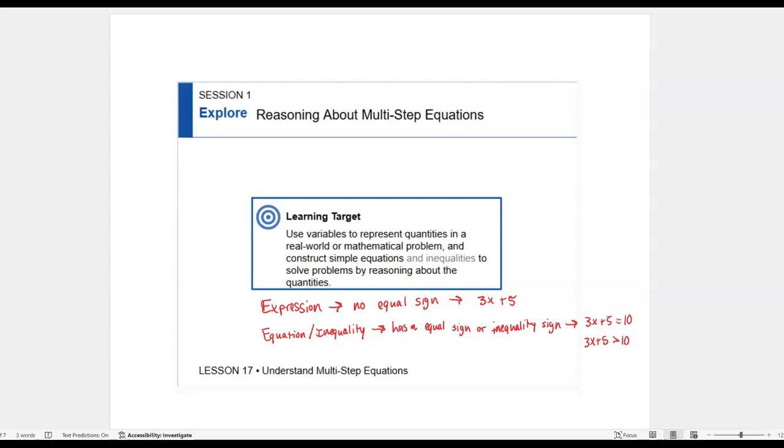Today you're on page 343. You're finally going to graduate from expressions to equations and inequalities. So an expression does not have an equal sign. It's just 3x plus 5, right? We don't know, and we're not going to solve for what x is. An equation or inequality has an equal sign or an inequality sign, and you actually are going to be able to solve for what x is using those equations or inequalities.